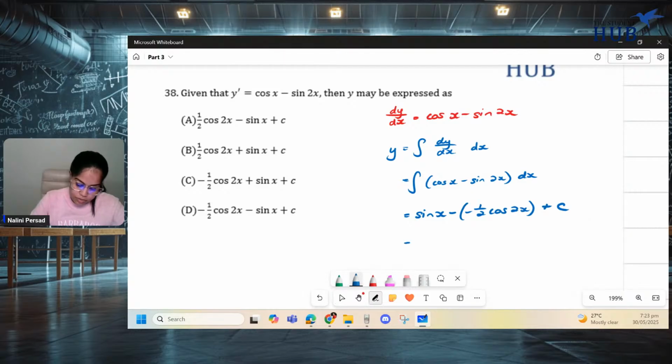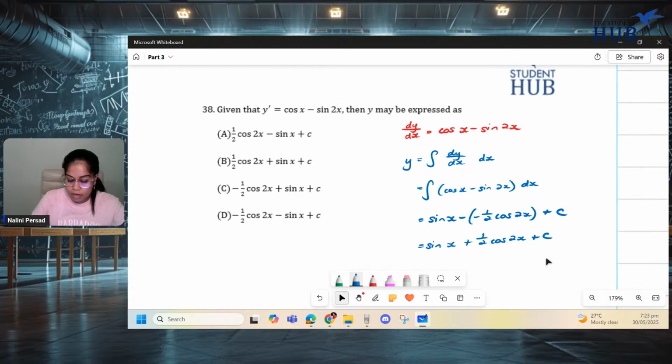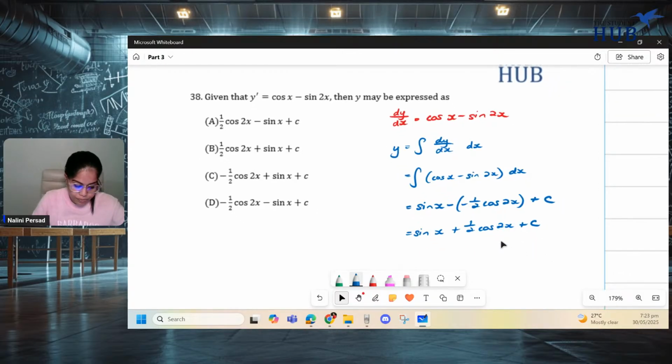All right. A minus and a minus make a plus. So sine x plus a half cos 2x plus c. I put the half cos 2x in front. Okay. So option B.